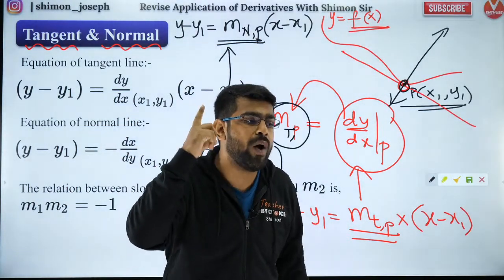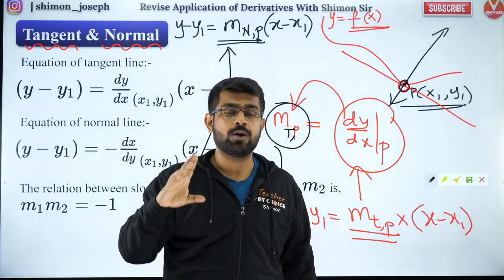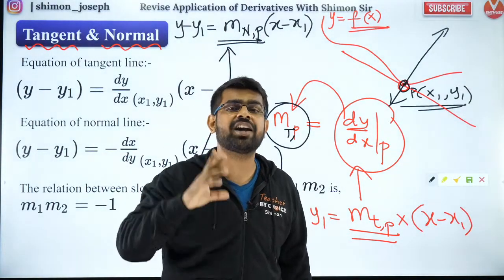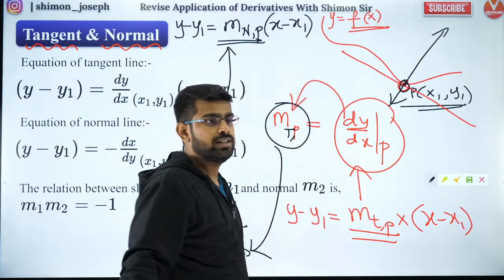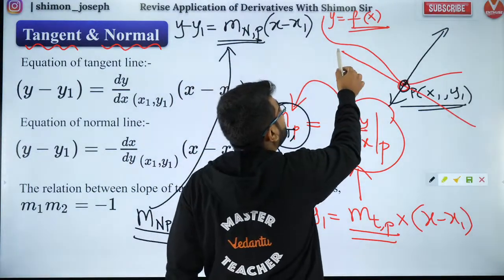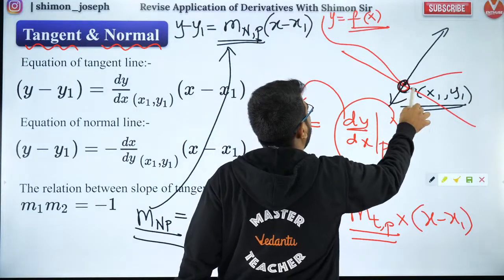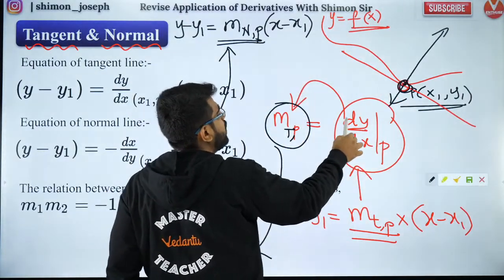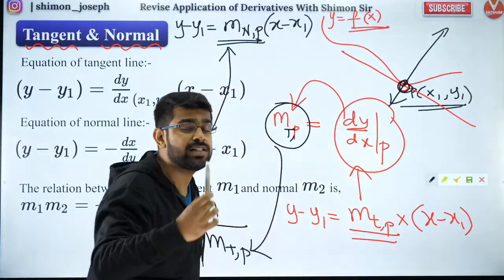Now I just need one more condition. What is that condition? That is nothing but the slope of tangent. Did you all understand that? That is nothing but the slope of tangent. So what is slope of tangent? The slope of tangent at the point P is nothing but dy by dx, the derivative of the curve at the point P. That is how you find it.